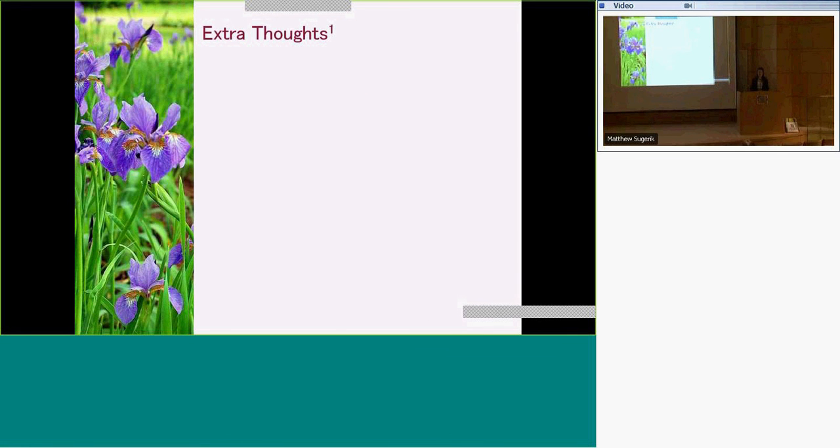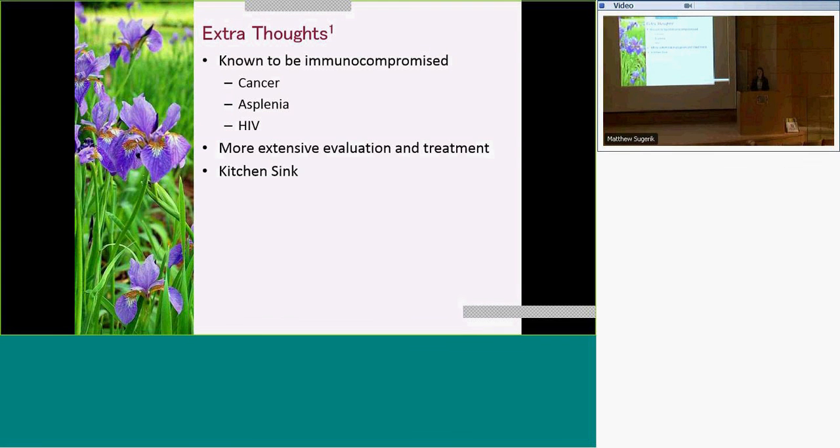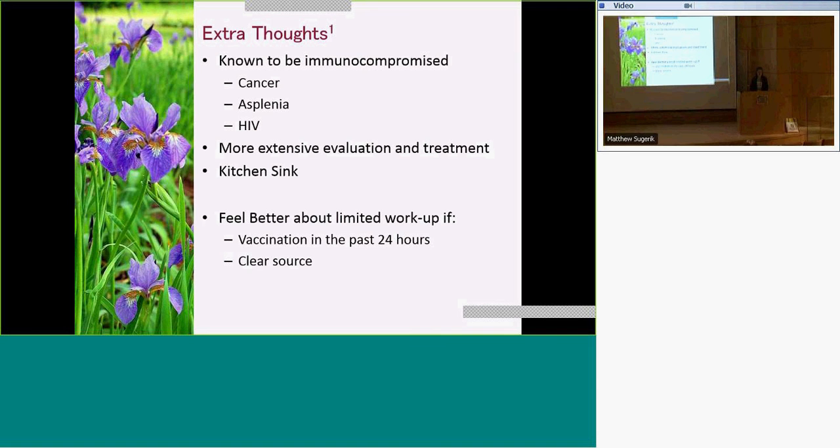The children for whom this does not apply are those that are immunocompromised for some reason, whether they have cancer, they're asplenic, they have HIV. These kids basically get the kitchen sink. You can feel better about your workup if you find out they were vaccinated in the last 24 hours, or you can find a source.